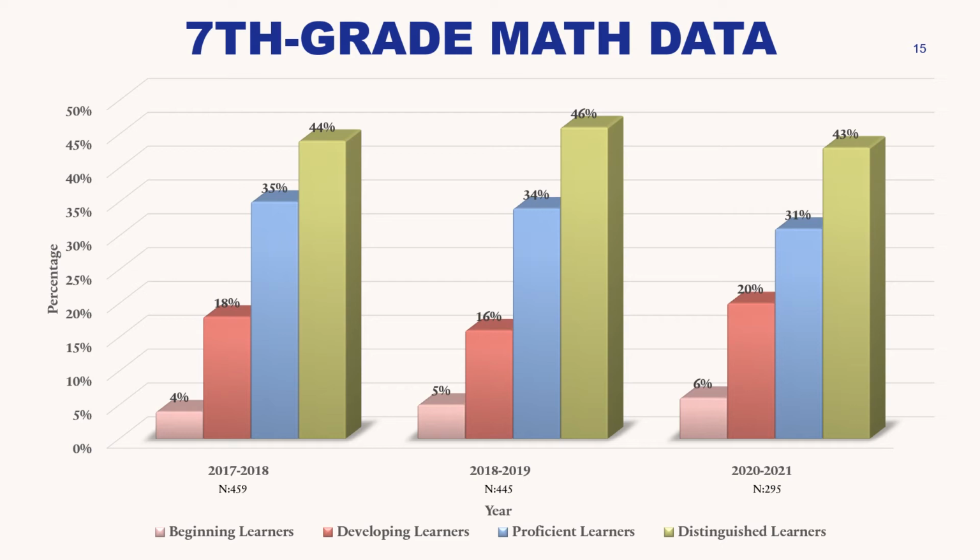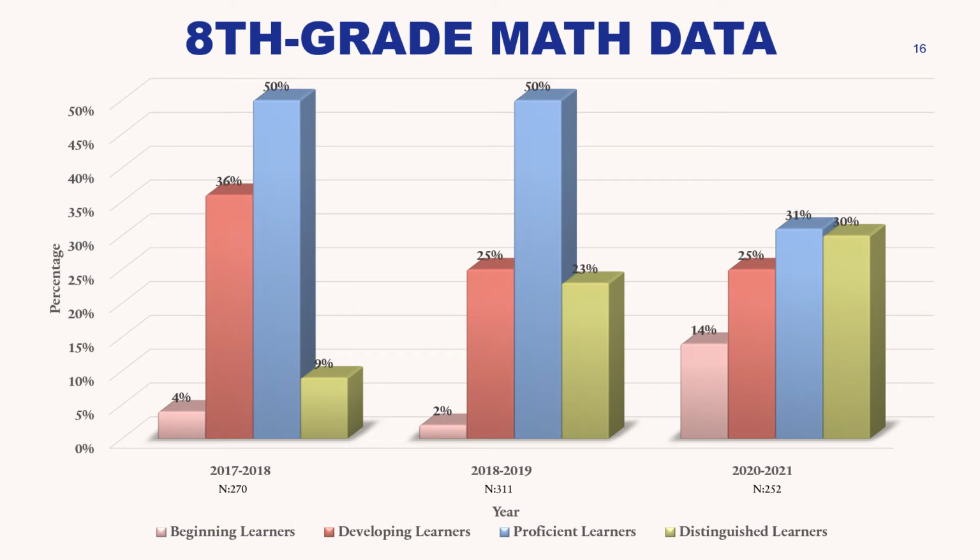They had the highest percentage in the distinguished category across all 3 years. And then here is 8th grade math data, and you can notice they've really flattened their data in the most recent years. Their proficient learners went down by almost 20%, but their distinguished learners increased by about 7%. They also showed an increase in their beginning learners by 12%.